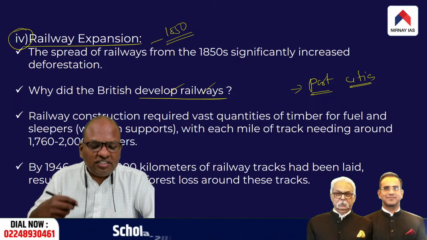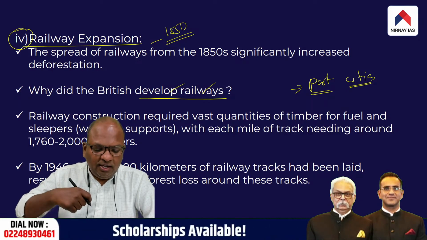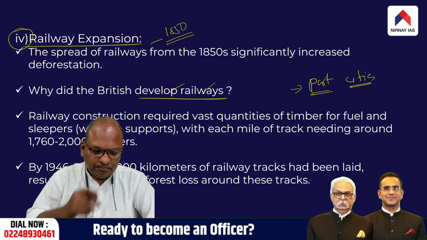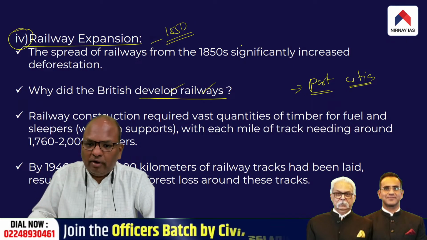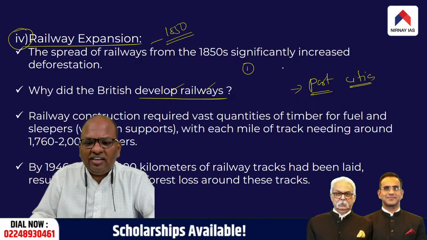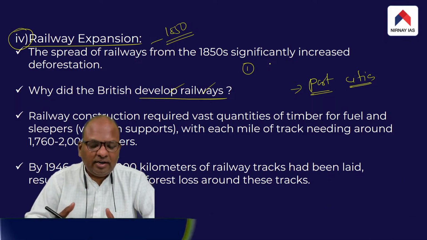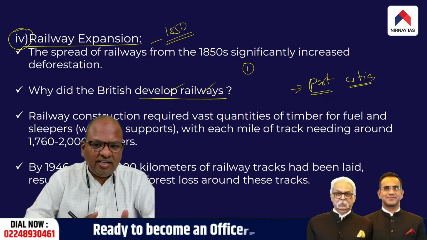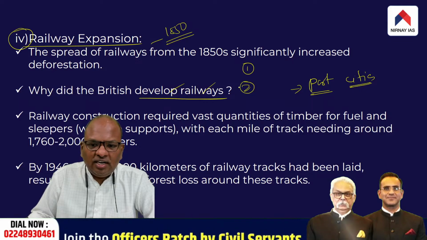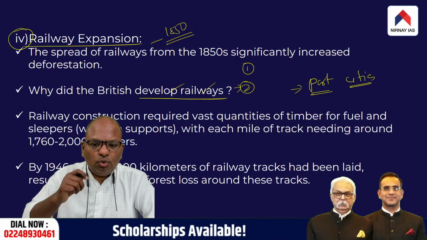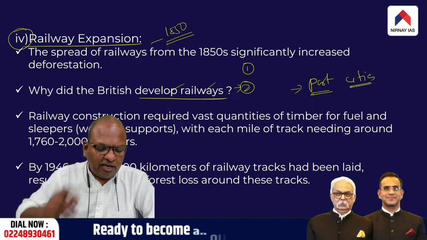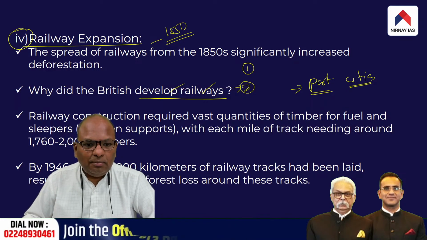And second, the British developed railways to efficiently deploy the military from one part of India to another part of India. The British developed railways for two reasons. One, to further their economic interest in India. Which economic interest? They wanted to very efficiently transport the minerals from the interiors of India to the port cities. That is reason number one. Second, they developed railways to very efficiently deploy their armed forces from one part of India to another. That was the reason why the British developed these railways.